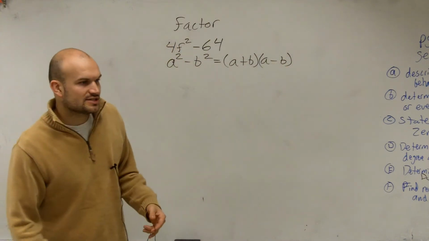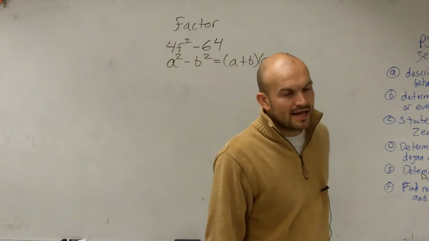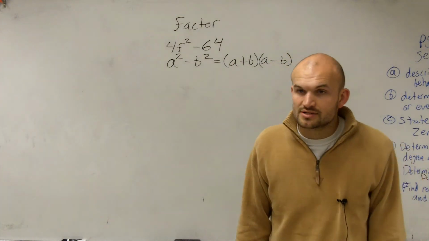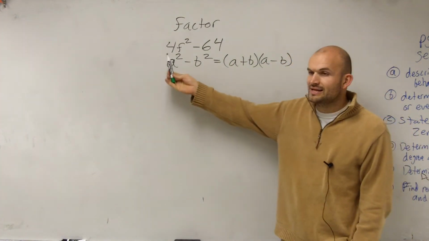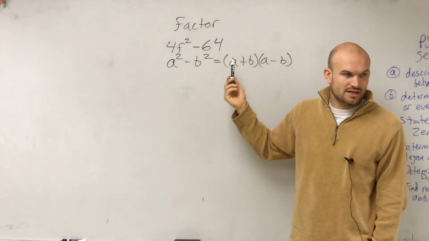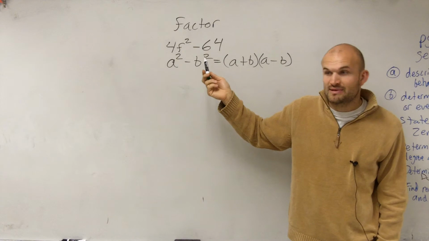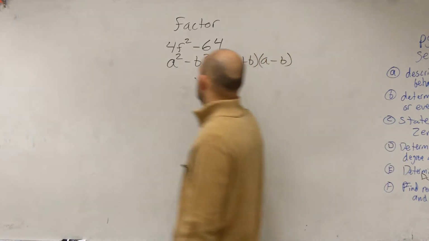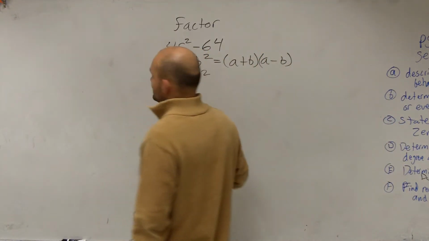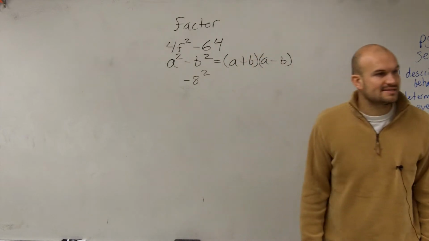So to see if we can solve this problem as a difference of two squares, we want to see, can we rewrite this as a squared term minus another squared term? Well, 64 is pretty easy to say that, yeah, we know that's a squared term. That's 8 squared, right? So we could say that's 8 squared.